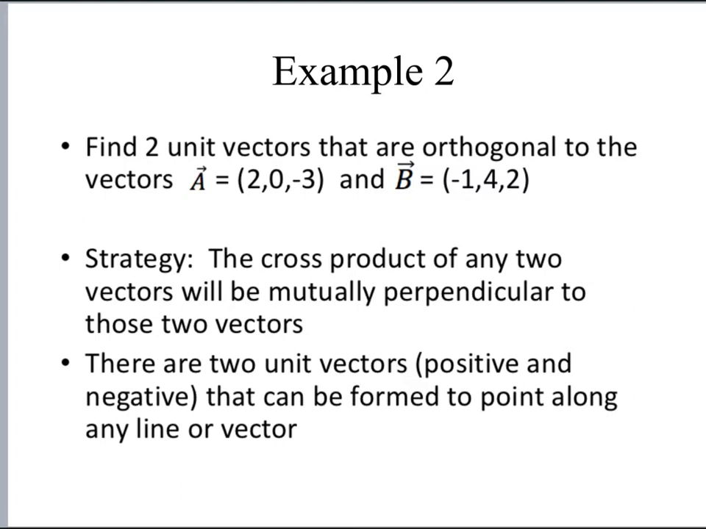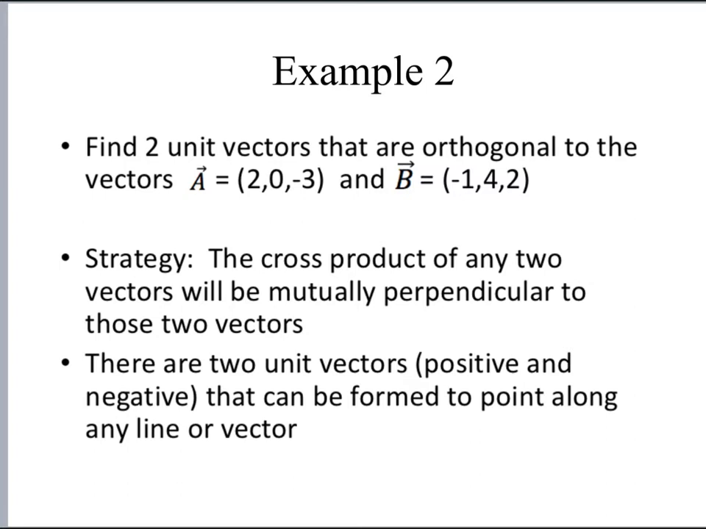So we want to find two unit vectors. Remember, what's a unit vector? Come on, say it out loud. It's a vector whose magnitude is equal to 1. And we want to find one that's orthogonal to both A and B. Or another way of saying that, it's perpendicular to the plane that contains both the vector A and the vector B.